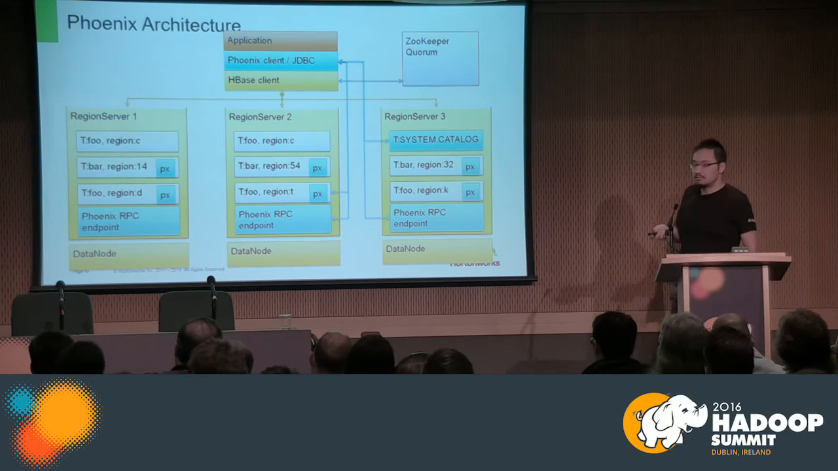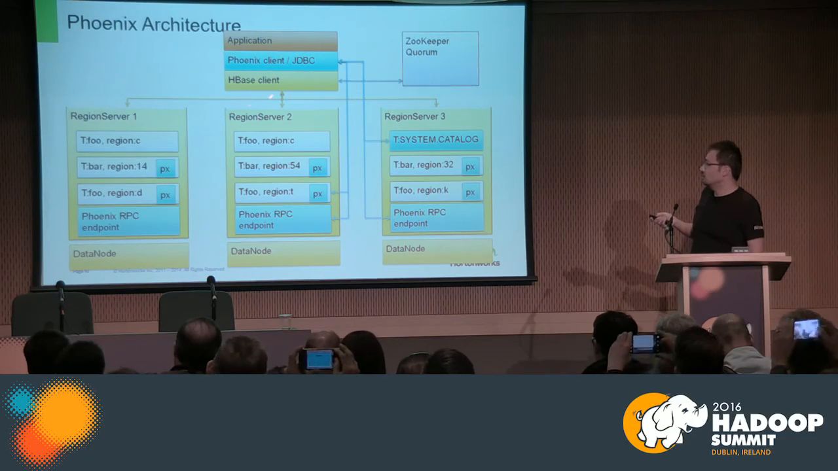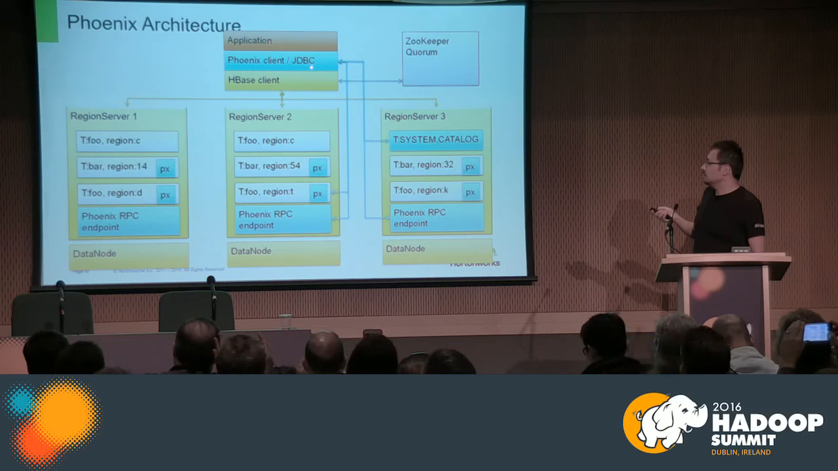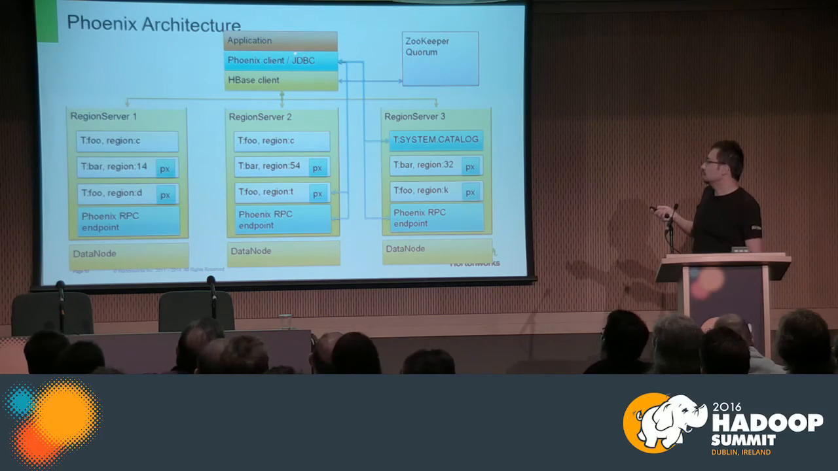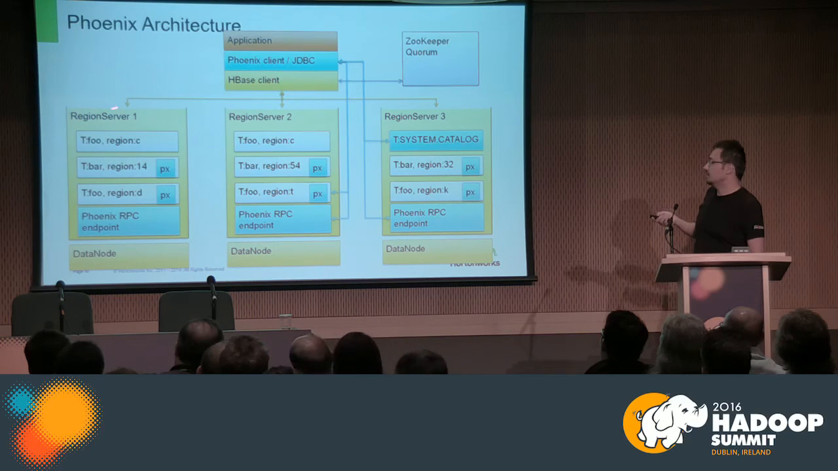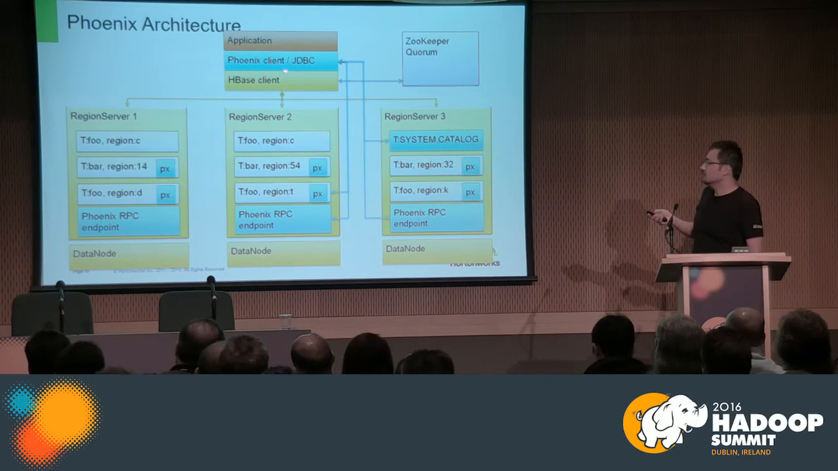So when Phoenix is in the picture, the Phoenix architecture looks like this. The blue boxes here are the Phoenix client or the Phoenix parts. Your application directly embeds the Phoenix client, which is a JDBC client, so your application talks over JDBC to Phoenix. Phoenix internally uses an HBase client, which talks to the same region servers as well. So the actual transport layer between Phoenix and the region servers piggybacks on HBase's regular RPCs. But Phoenix itself has the client component, which is the JDBC and the query driver.